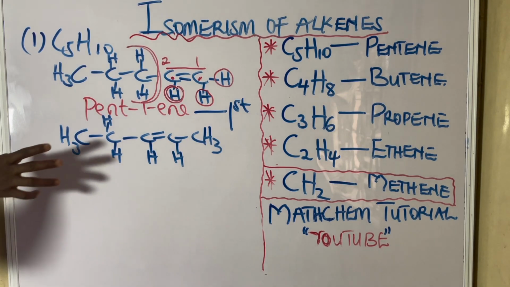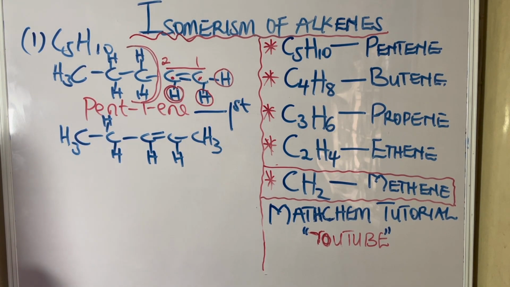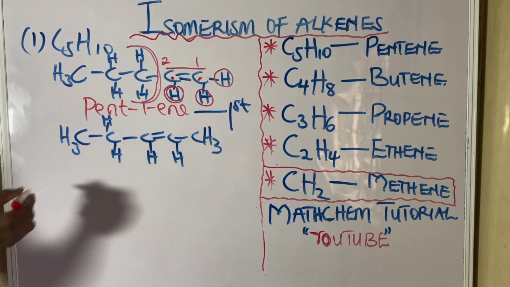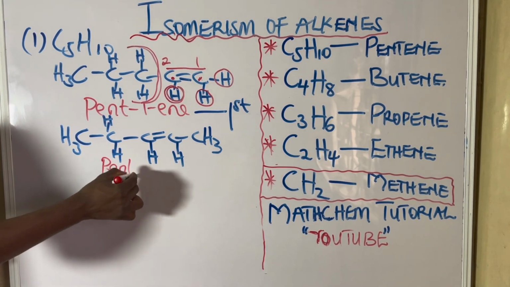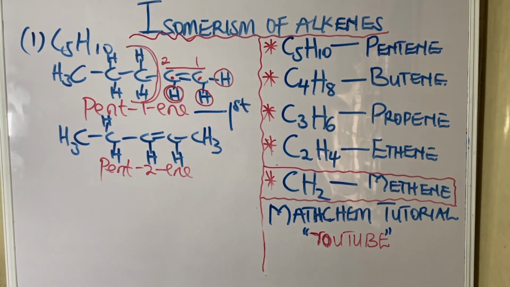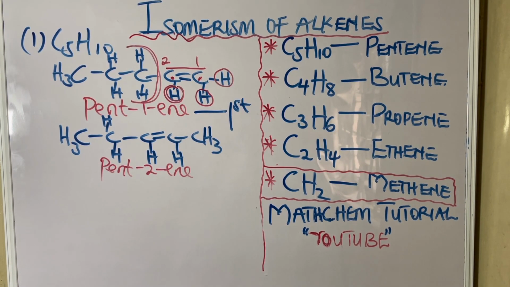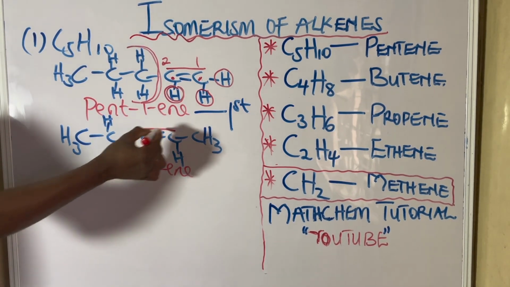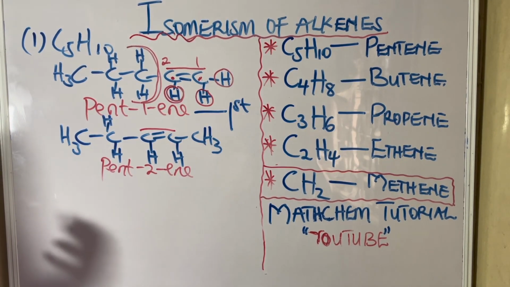Firstly, the name of this compound is pent-2-ene, or you call it 2-pentene. So this is pent-2-ene, or you call it 2-pentene. So let's now observe the cis and trans from here. This carbon atom here, these are the carbon to carbon double bond, right?